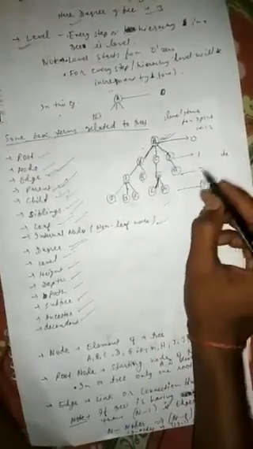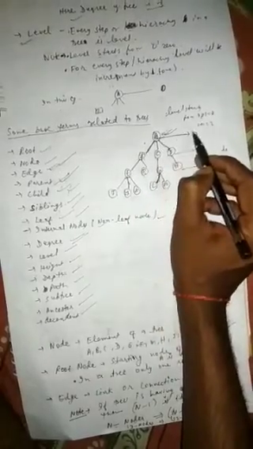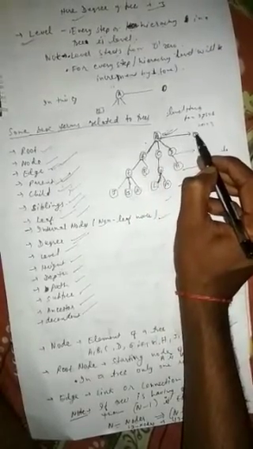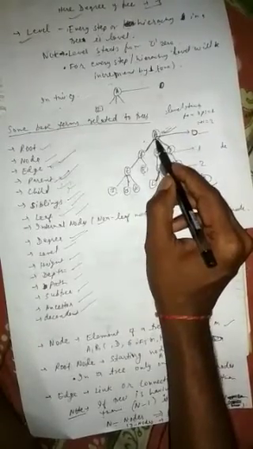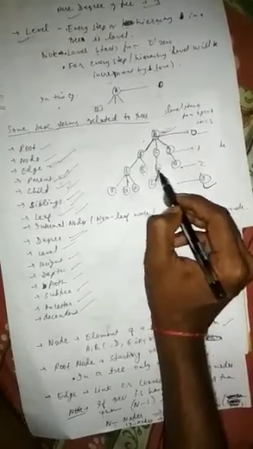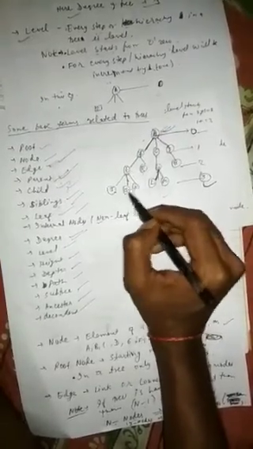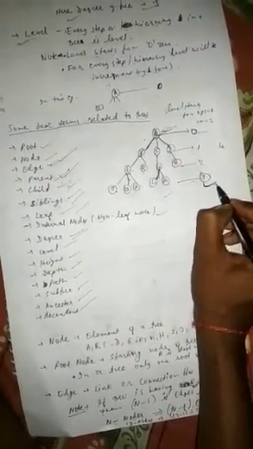So here we see the maximum number of degree 3. After the branch of A, firstly the root node is level 0, the level of B, C, D is 1, the level of E, F, G, H is 2, and the level of I, J, K, L, M is 3. So here the maximum level of this tree is 3.